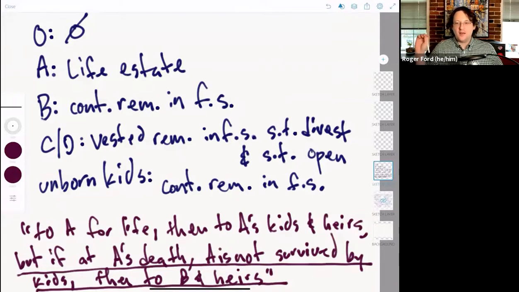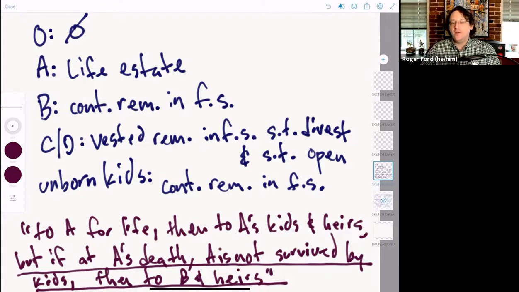that means that the moment that A dies, we have to look around and say, does A have any surviving children? And if the answer is yes, then all of the previous grants remain in effect. But if the answer is no, then this last clause means everything that came before it is now canceled and we have an alternative grant, right?